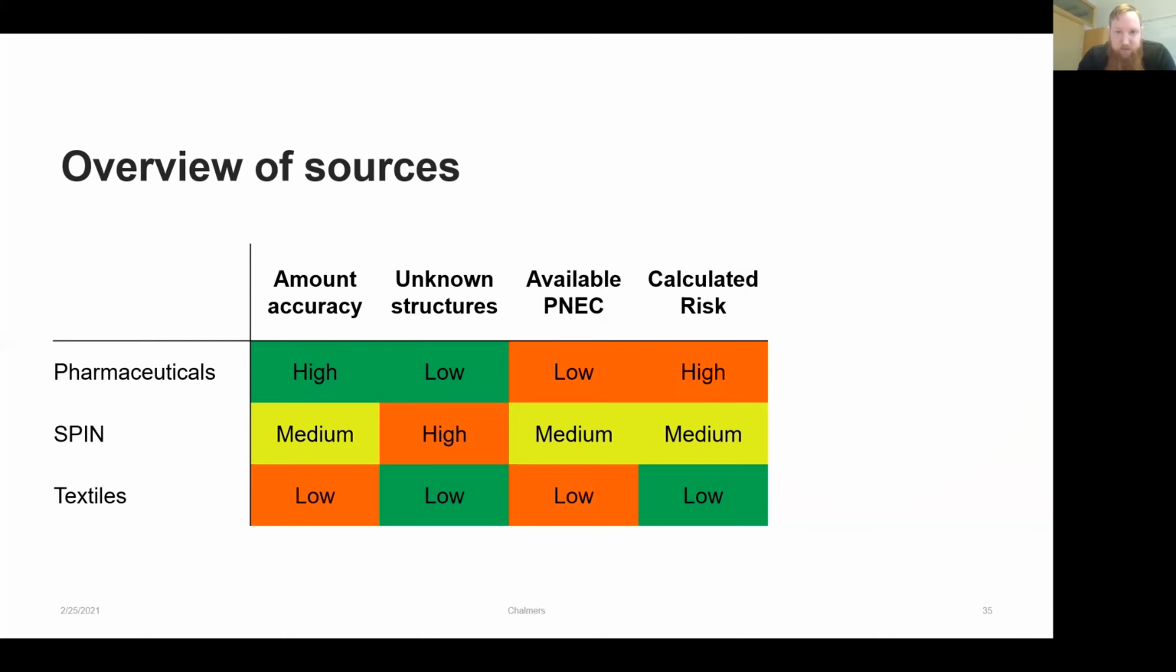Looking at the textiles, to finish, the accuracy is very low. We lose approximately half of the textile information just by not knowing what is in the textiles. However, we also have a low amount of unknown structures in there. The availability of the PNECs or the environmental thresholds is still low, and the calculated risk of these 3 groups is the lowest.